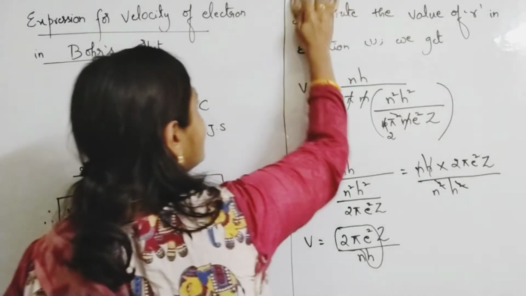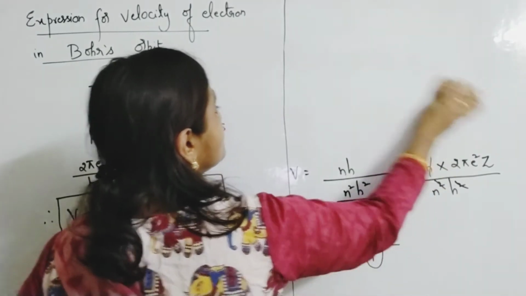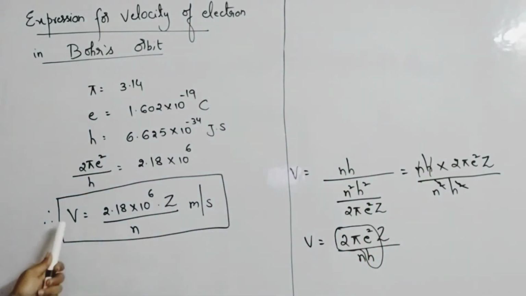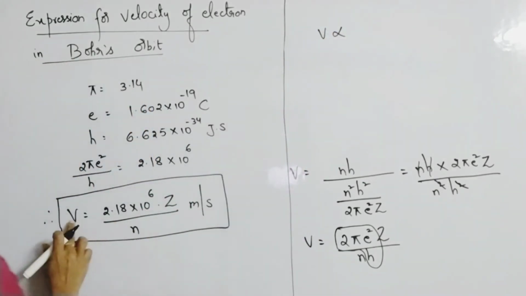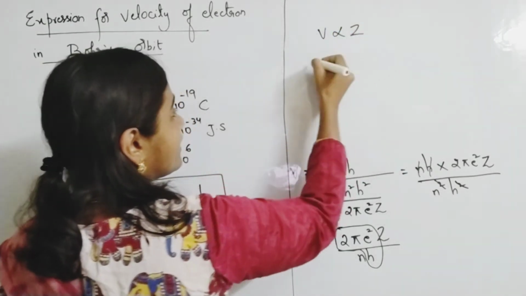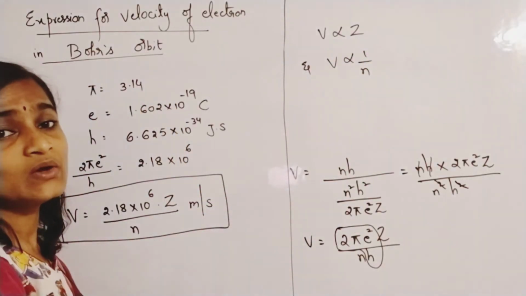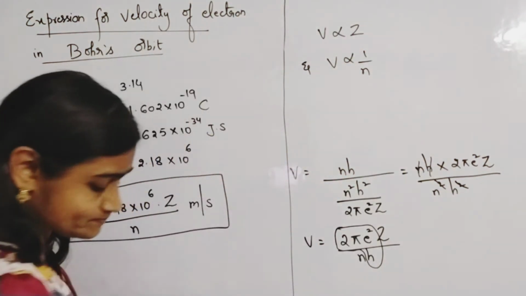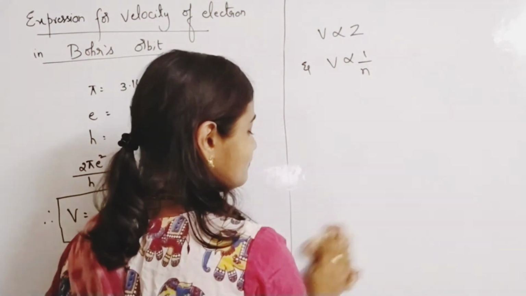Now if you verify that equation, you will get one more formula. Here V is inversely proportional to n. V is directly proportional to Z and V is inversely proportional to n values. Please remember these points. So the velocity of electron can be written in one more formula.